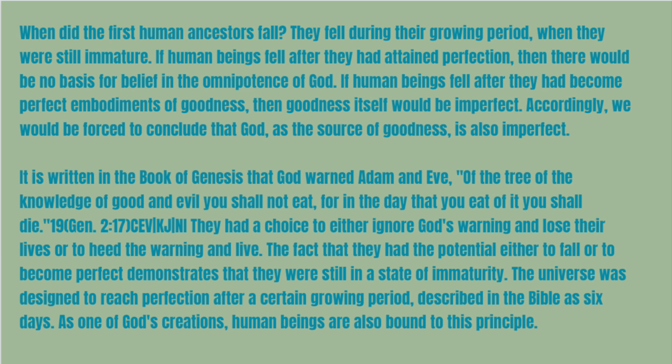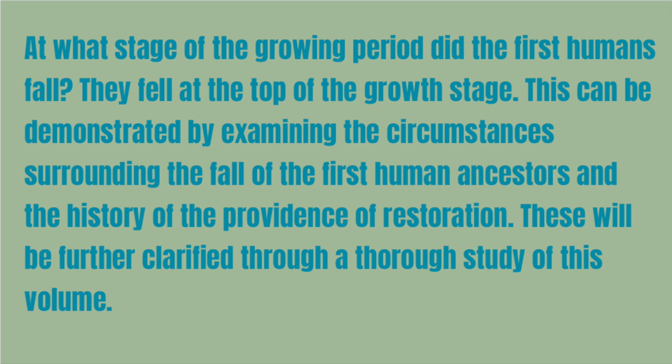The fact that they had the potential either to fall or to become perfect demonstrates that they were still in a state of immaturity. The universe was designed to reach perfection after a certain growing period, described in the Bible as 6 days. As one of God's creations, human beings are also bound to this principle. At what stage of the growing period did the first humans fall? They fell at the top of the growth stage. This can be demonstrated by examining the circumstances surrounding the fall of the first human ancestors and the history of the providence of restoration. These will be further clarified through a thorough study of this volume.